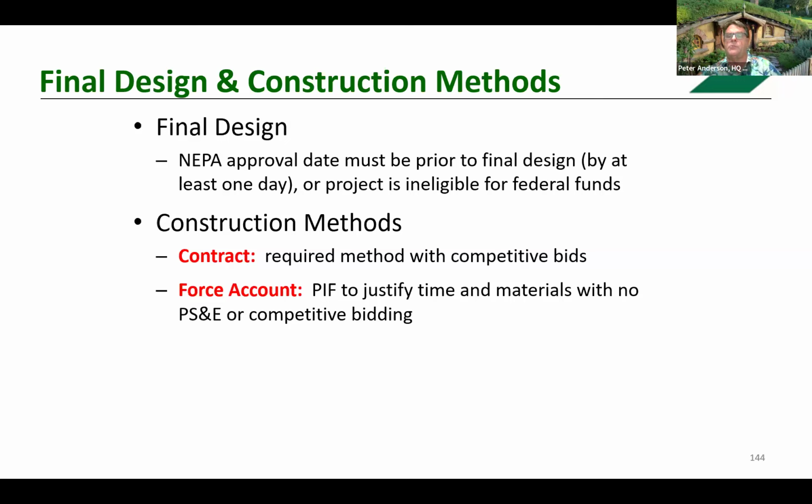All federal aid construction projects must be completed by contract award to the lowest responsible bidder in a competitive bid process. In addition, the local agency may not, under any circumstance, negotiate with a bidder prior to award to reduce the price of the construction contract. And force account may be utilized if deemed cost effective. And again, that public interest finding must be submitted.